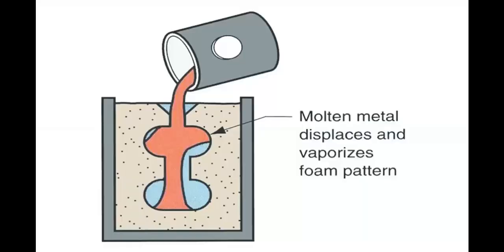This is an example. If you visualize the blue part in here as the foam, the molten metal displaces and vaporizes the foam pattern, and then the tan area with black speckles is sand. As we pour our molten metal into the mold, the foam burns away and the sand holds everything in place, and then we get what you call an engine block casting or cylinder head casting. Many parts of the car are built this way. This is called pouring a mold or the casting process.